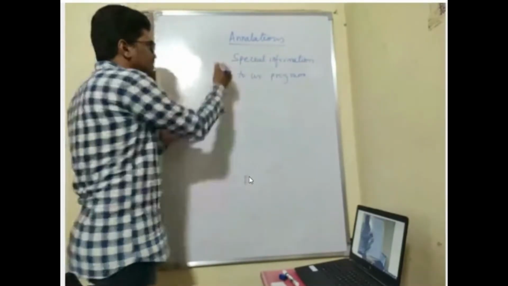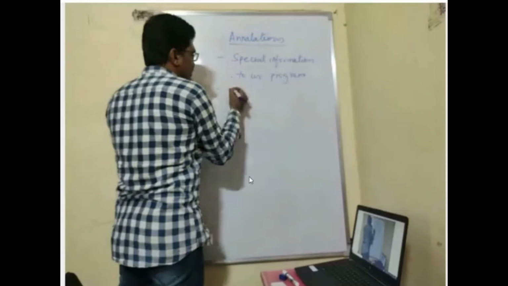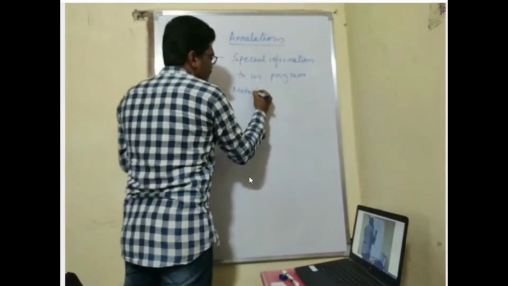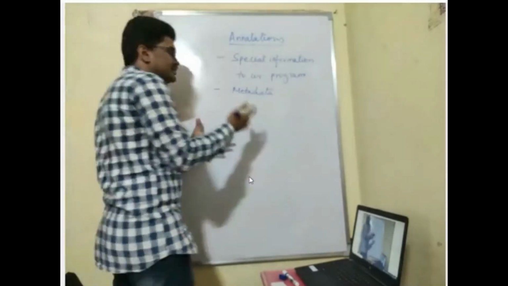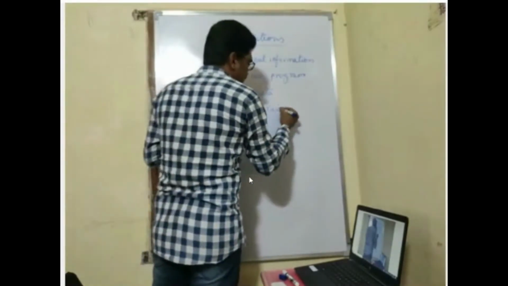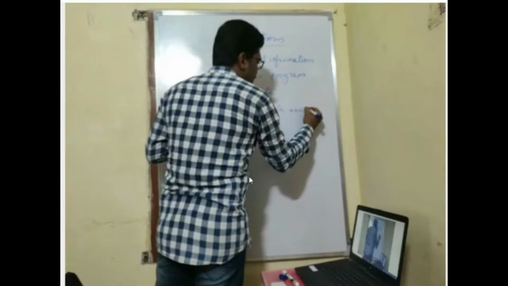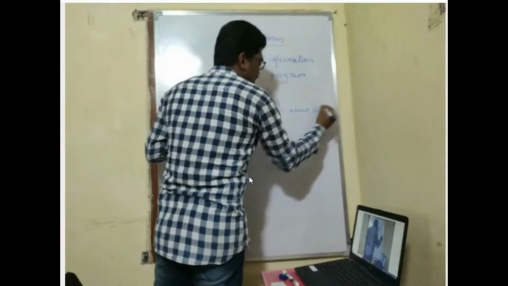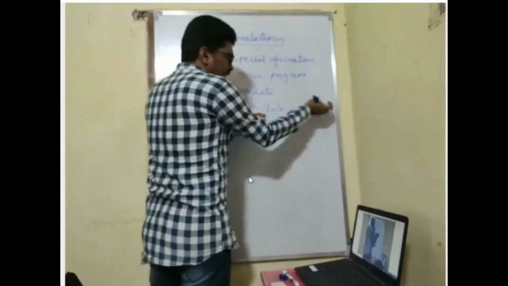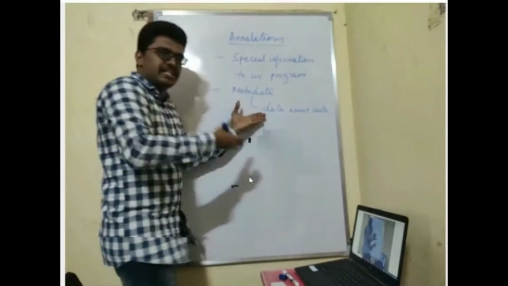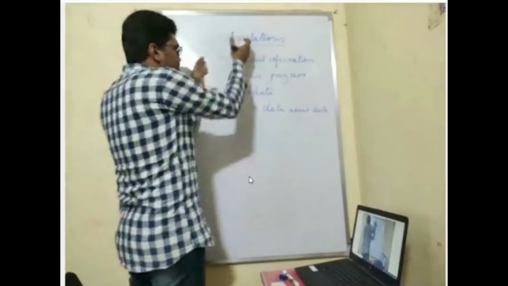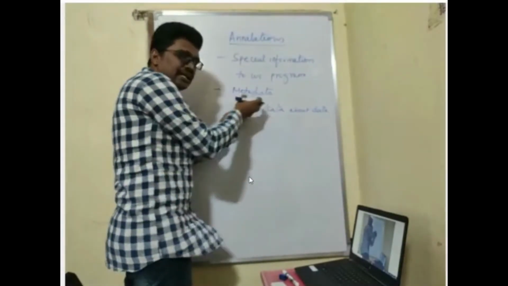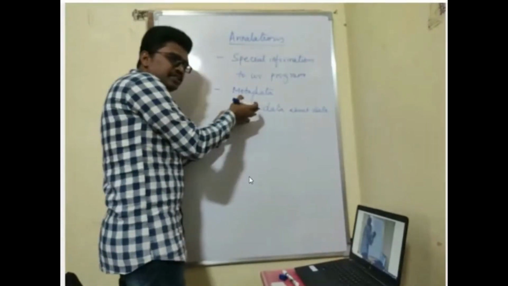So what is that special information? That is called metadata. They act as metadata to your program. Metadata means data about data, a data which describes other data. So these annotations act as metadata to your program. They try to describe your program.